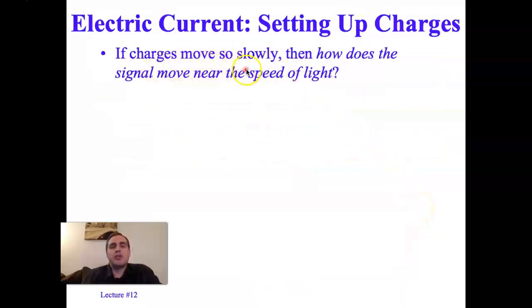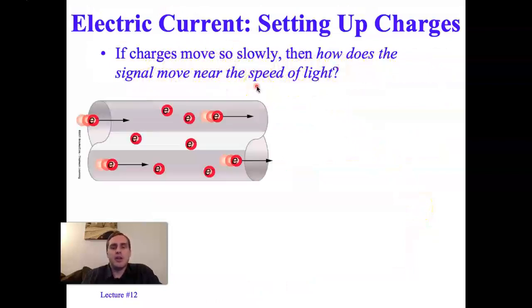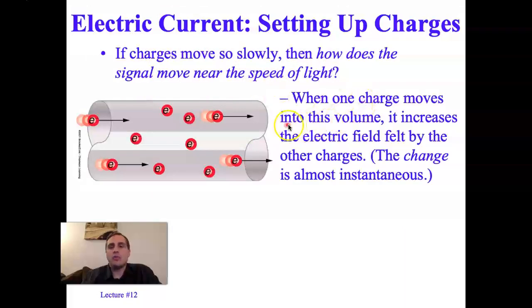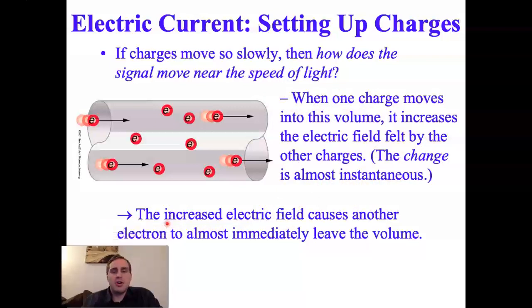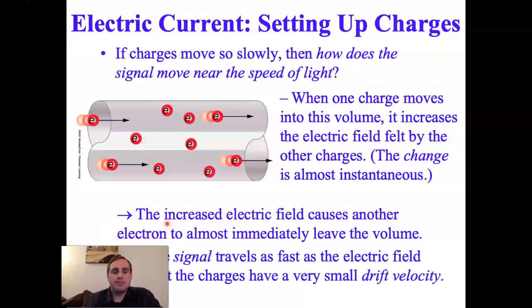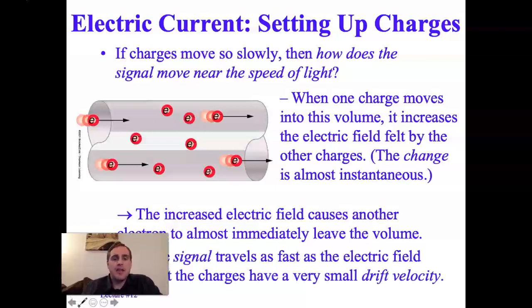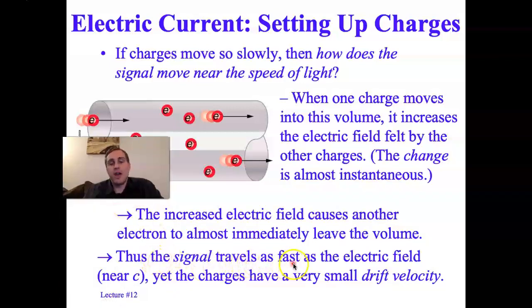So, if electric charges move so slowly, then how does the signal move near the speed of light? So, when one charge moves into this volume, it increases the electric field felt by the other charges. The change is almost instantaneous. So the increased electric field causes another electron to almost immediately leave that volume. And so what we say is, thus, the signal travels as fast as the electric field, near the speed of light, yet the charges have a very small drift velocity.